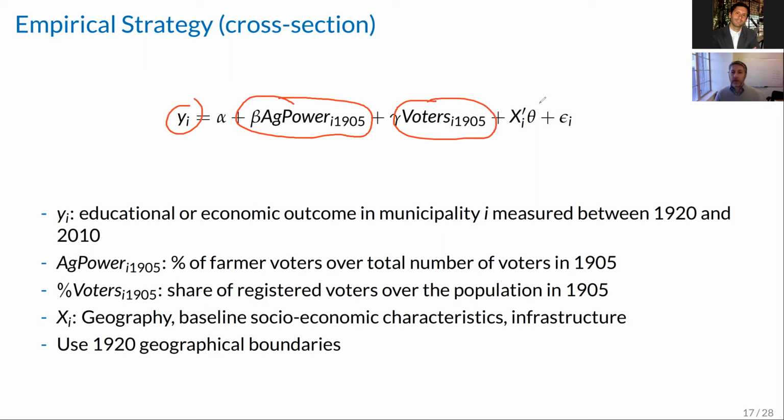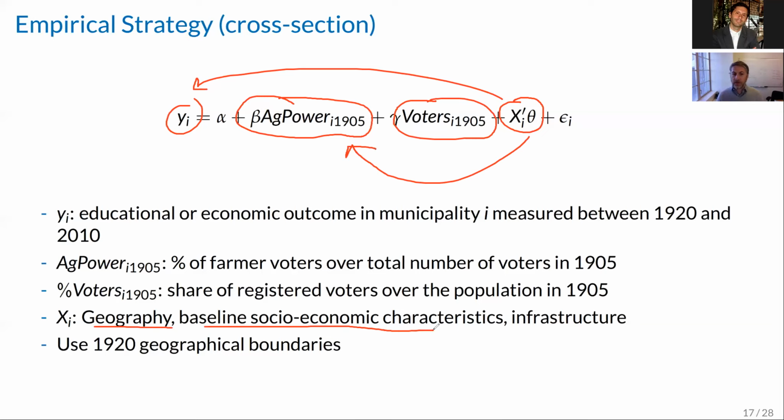And then the name of the game here is going to be, let me control for as many things as we might be worried about that could affect literacy rates, right? And also maybe could affect why I see variation in agricultural power of elites in some places versus others. So this is going to be characteristics based on geography, baseline socioeconomic characteristics based on previous census, infrastructure. Everything that we have in terms of data is going to be in this X vector inside this equation.